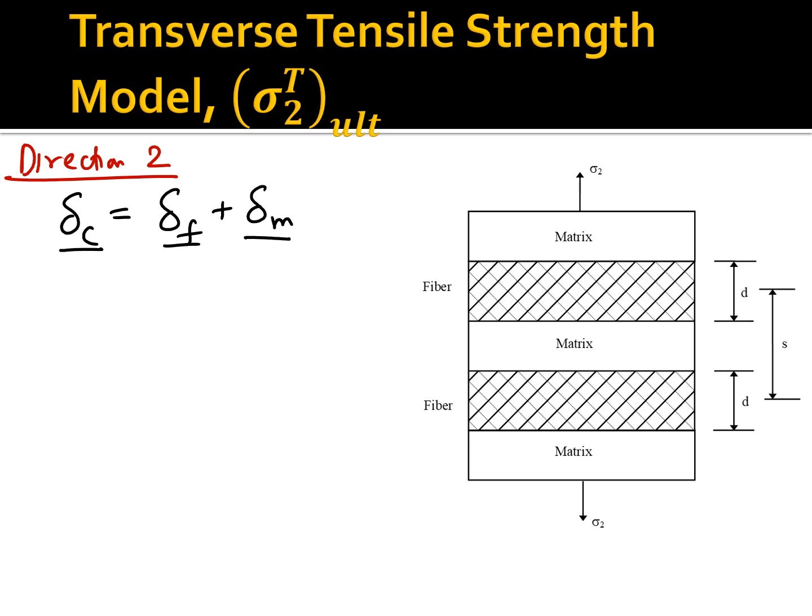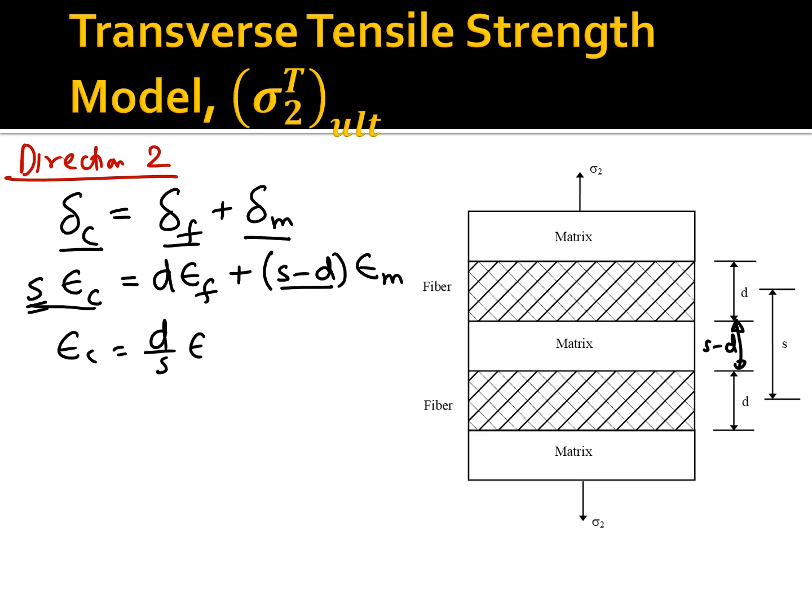the composite itself. Now, using the definition of strain in the composite, because S is the width of the composite in this representative volume element, that gives us the displacement in the composite. The displacement in the fiber will be given by this, in terms of the strain in the fiber, and the displacement in the matrix will be given by this strain in the matrix. S minus D is the amount of width which is taken by the matrix. As you can see, this distance here is S minus D. So simplifying it, we get something like this.